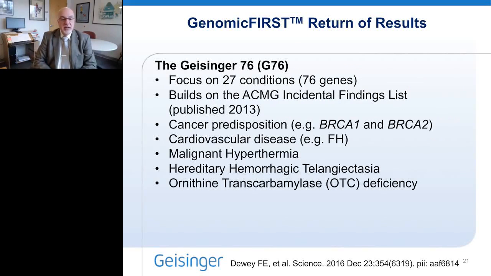As I mentioned, the Geisinger 76 focuses on 27 conditions. It builds on the ACMG incidental findings list from 2013. These are heavily focused on cancer predisposition genes such as BRCA1 and 2, cardiovascular disease including familial hypercholesterolemia and hypertrophic cardiomyopathy, malignant hyperthermia, and a couple of rarer genetic disorders for which there are good interventions, hereditary hemorrhagic telangiectasia and ornithine transcarbamylase deficiency.